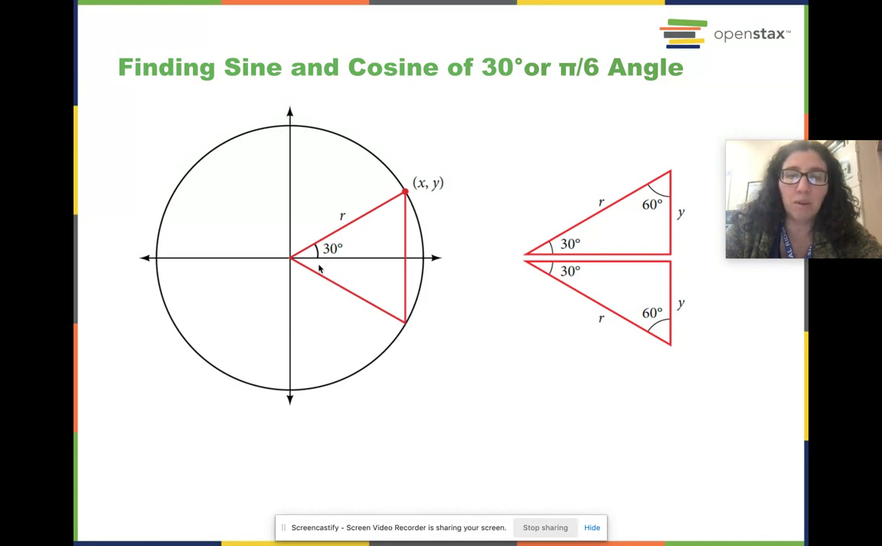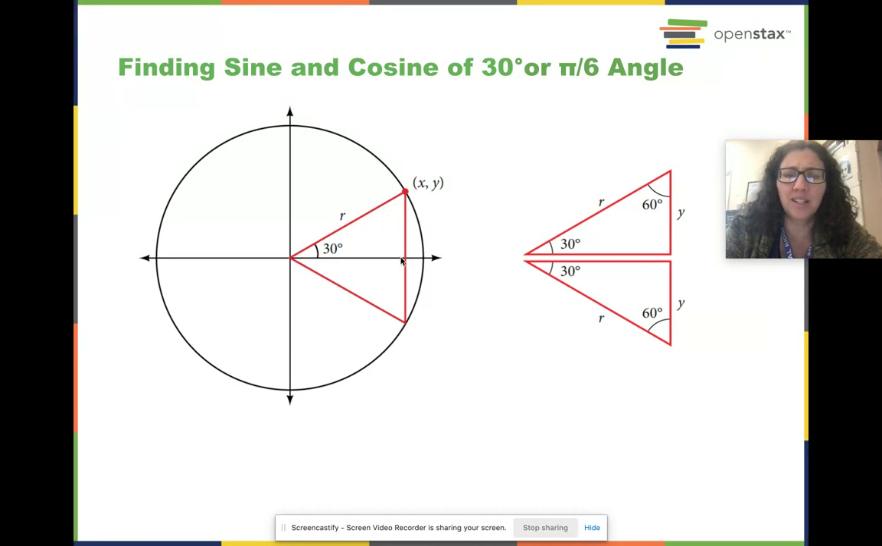So now tell me about this triangle. What's this whole angle together? 30 plus 30 is 60. This is 60, this is 60, this is 60. It's an equilateral triangle. All these sides are equal. And tell me, how long is this radius? It's 1, because this is a unit circle, right? So we've got an equilateral triangle. All the sides are 1, but we kind of already knew that.